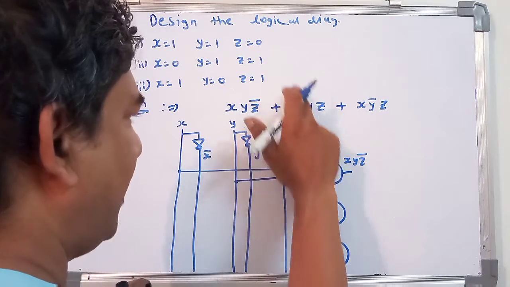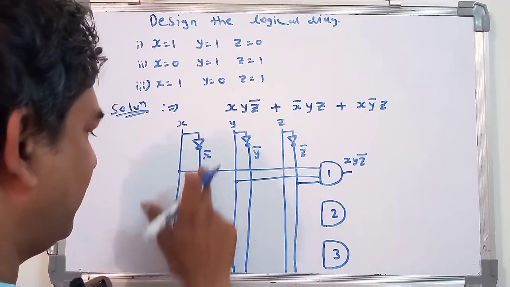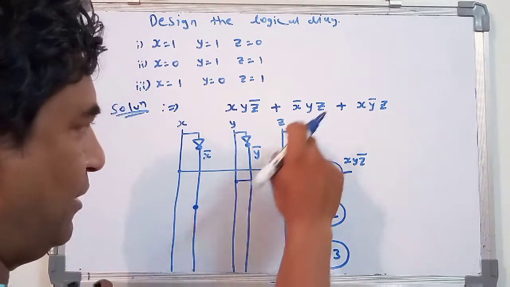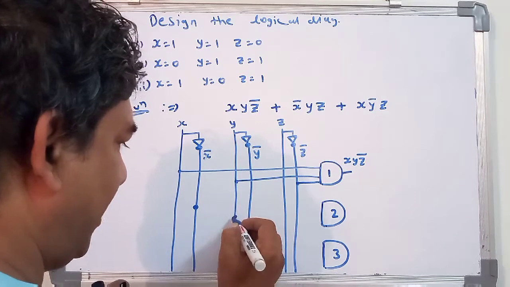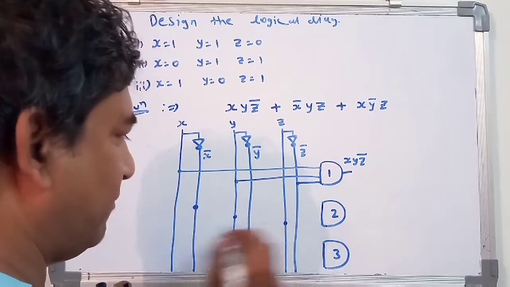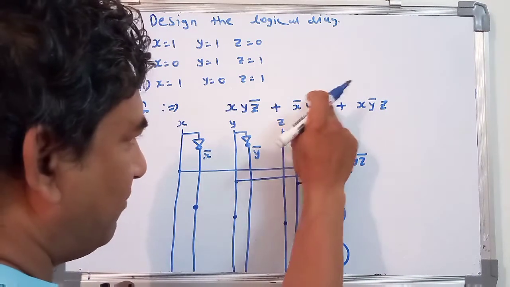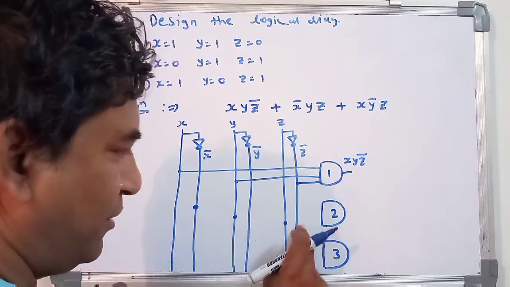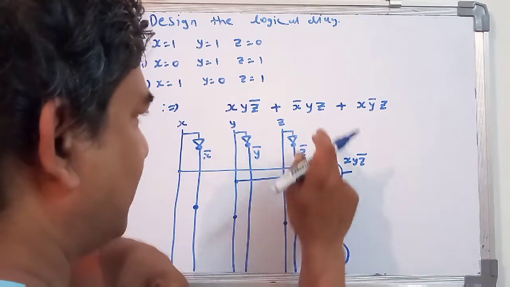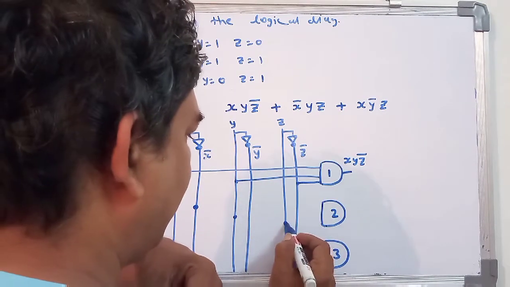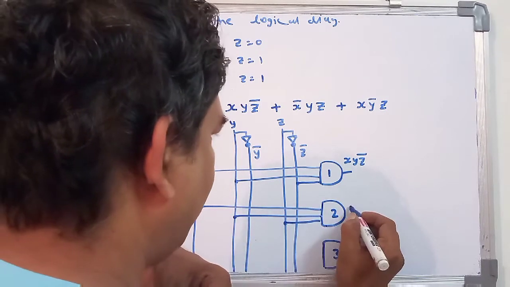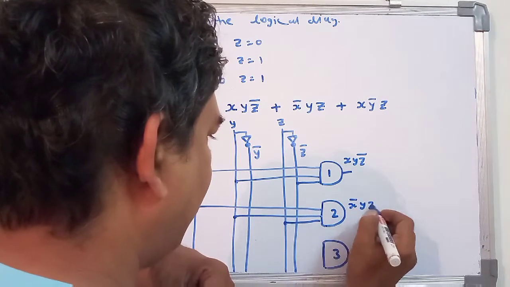Then the second, x bar, y and z. Which is the x bar line? This is the x bar line. Just make a dot here. Then y means this is the line for y, which we have to connect to the second AND gate. Then the z line is a simple z line. If z had a bar, then you would have to connect this line to this AND gate. But here there is no bar, only a simple z, so only connect this to this part. Okay, so you will be getting here x bar, y and z.